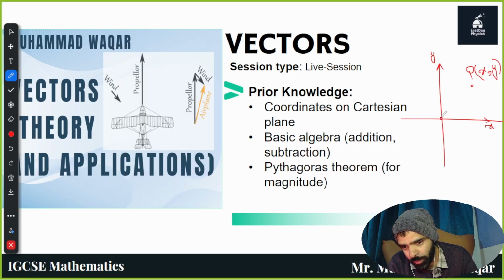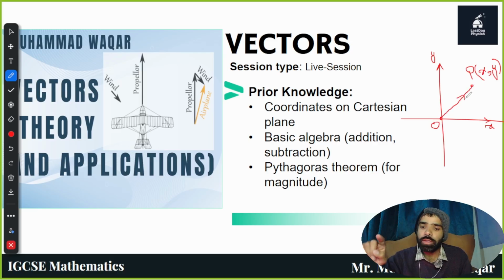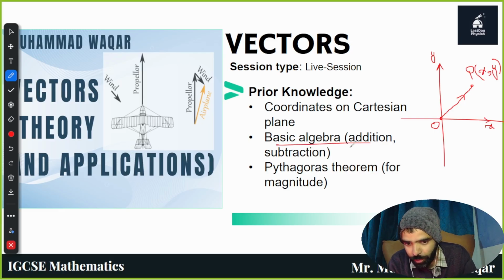So this is the origin, O. If we have the origin as a reference point and we draw a straight line from O to P, this is our position vector for that point P, right? This one we have discussed. We will be using some basic algebra that we have discussed, addition and subtraction of vectors.